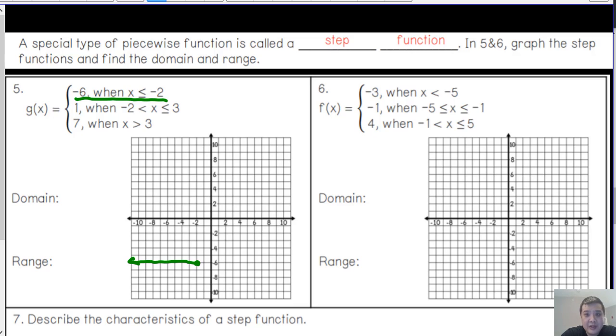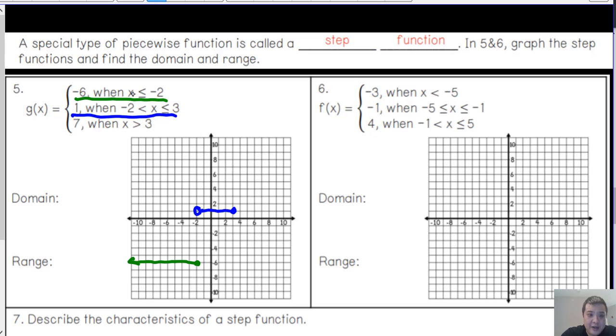The next part says 1 when it's between -2 and 3, including 3. So 1, which is right here. So we're going to have an open circle right here, and over to 3, which is a full circle filled in like that. And then that's our blue part.